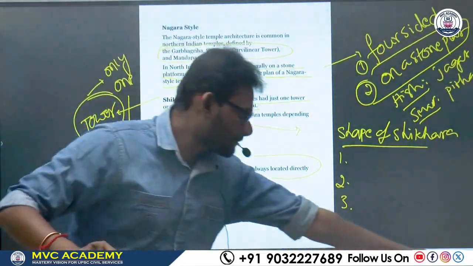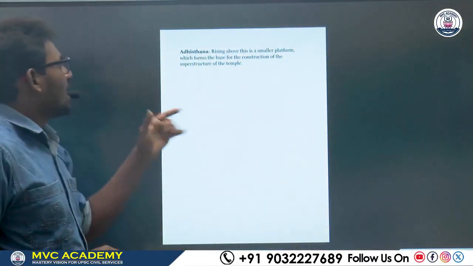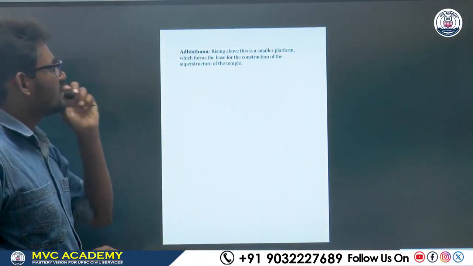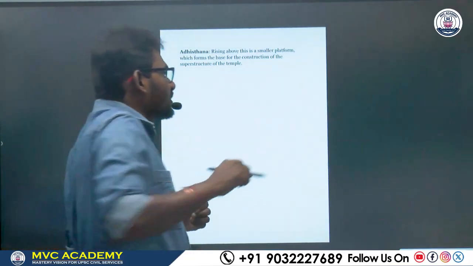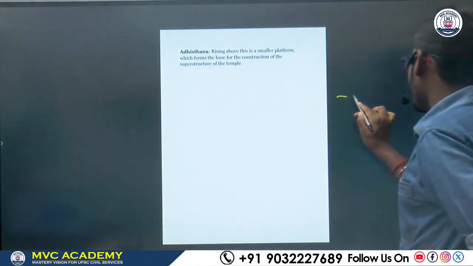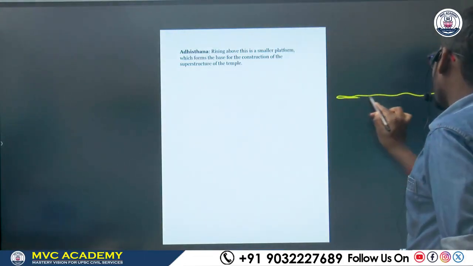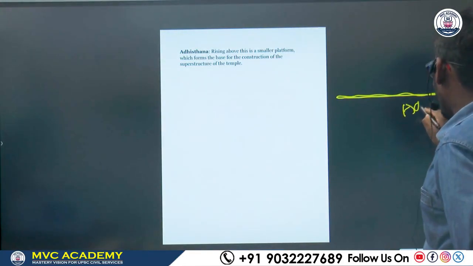Next, Adhisthana. Rising above this is a smaller platform which forms the base for the construction of the superstructure of the temple. So first here we are having Adhisthana. It is known as Adhisthana.